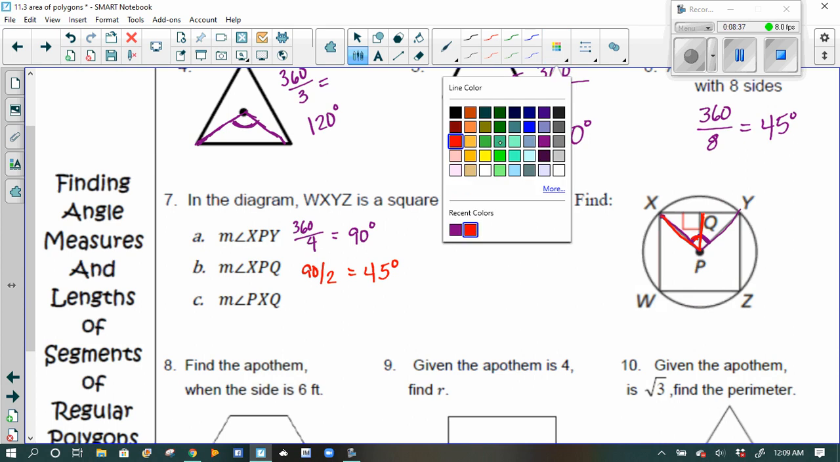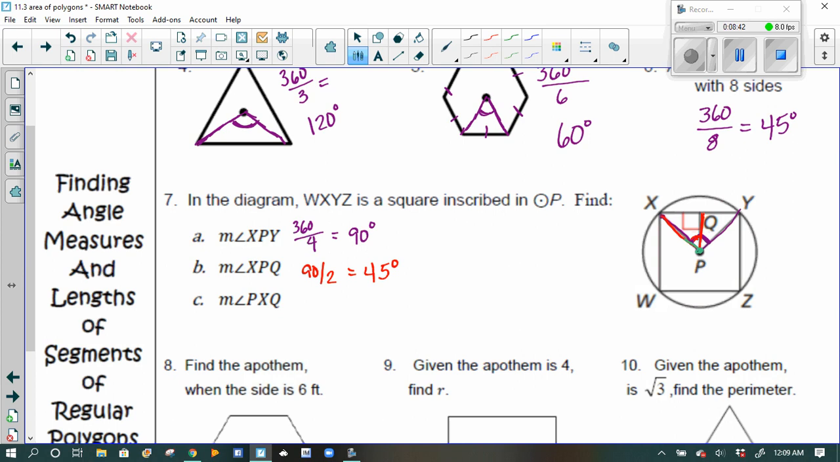And then we have angle PXQ. Well, if this angle right here, the red angle, is 45 and this angle is 90, then this angle also has to be 45 degrees, because remember, this is a triangle right here and there's still only 180 degrees. So if there's 180 degrees in the triangle, you've got a 90-degree angle and a 45-degree angle. There is only 45 degrees left.